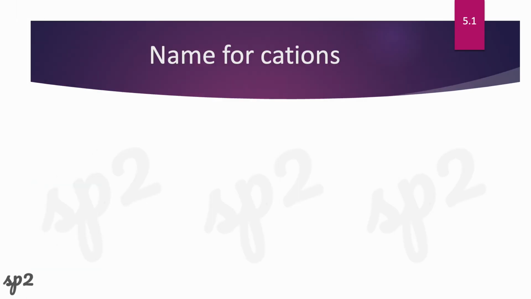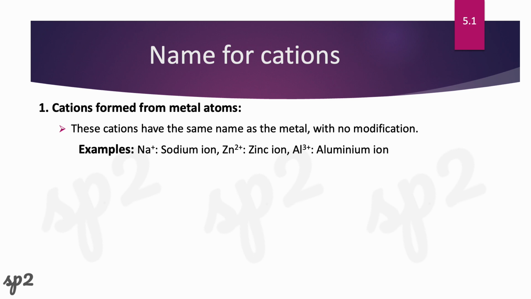Okay, so starting with the names for the cations. Here it says the cations formed from metal ions are going to have the same name as the metal. There's no modification here. So for example, if I have Na, that will be sodium. But if I have Na+, I'm just going to say sodium ion. Same thing for zinc ion or aluminum ion.